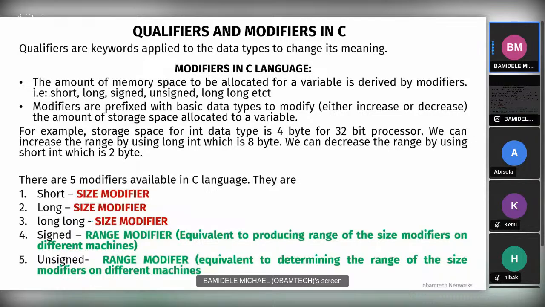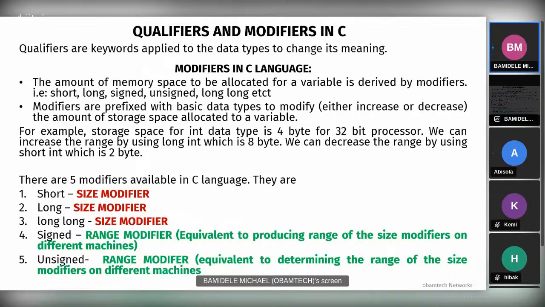So qualifiers are keywords applied to data types to change their meaning. Of course, I give an example: you see unsigned float, unsigned int, long int, short int. All these things are qualifiers, and they give different meanings to that data type.